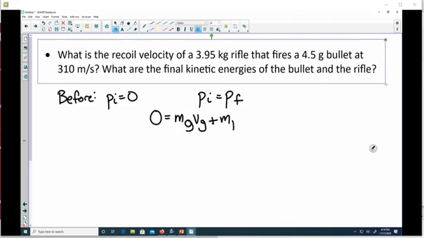So remember, the momentum of this closed system is conserved. So the initial momentum must be equal to the final momentum. So if there's no momentum before, that must be equal to the momentums after. And since we know the mass of the gun and the velocity of the gun is what we're looking for, we know the mass of the bullet and the velocity of the bullet, we can determine the recoil velocity of the gun.